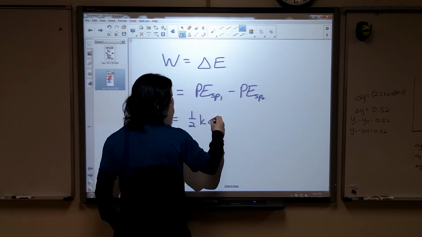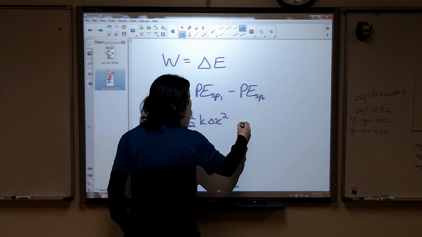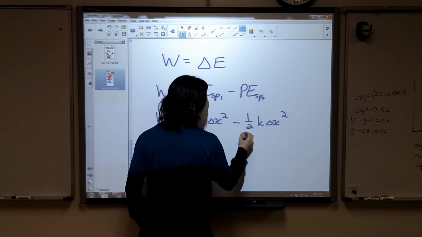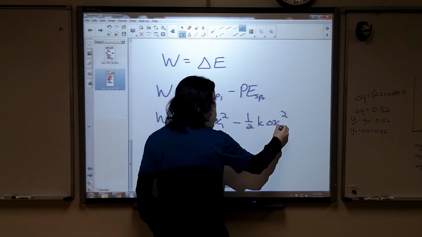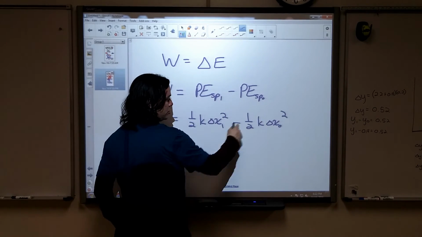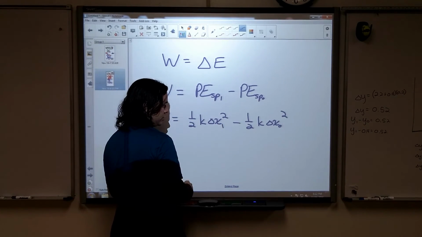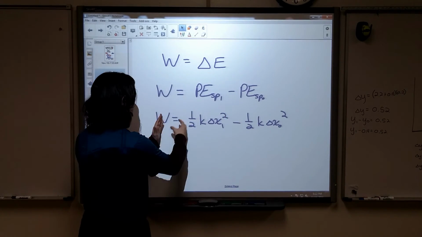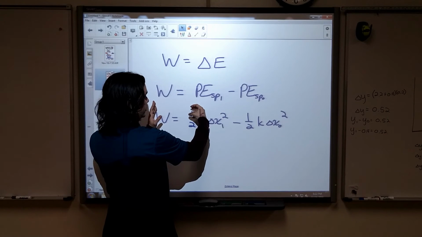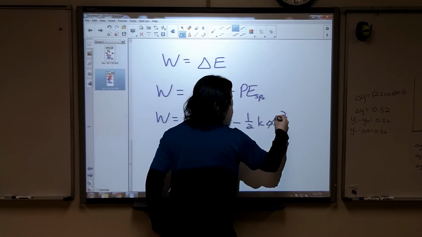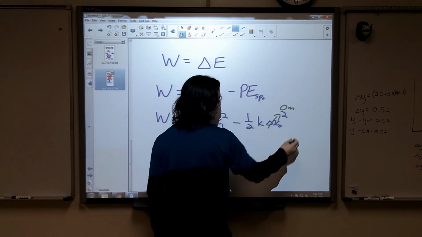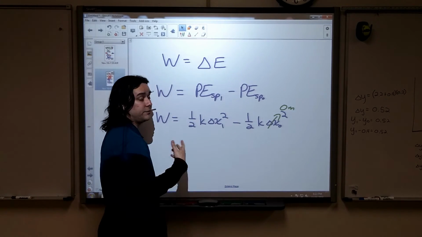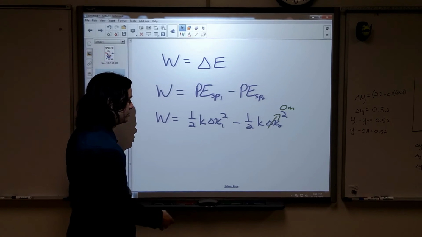which is 1/2 K delta x squared, minus our initial, which is 1/2 K delta x squared. Now I might want to mark this as delta x1 and delta x0, my initial stretching and my final stretching. Now the initial stretching is actually no stretching at all. We started with the spring at its natural length, so there was no stretching. My initial delta x is 0 meters. My final delta x, however, is 5.88 centimeters.